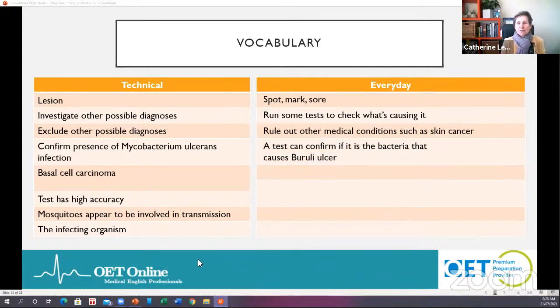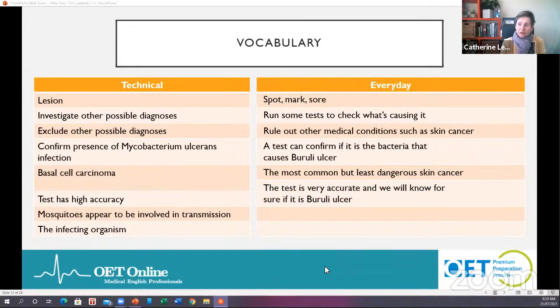Fantastic. Confirm presence of Mycobacterium ulcerans infection. So we can change that, make it sound simpler. Basal cell carcinoma, perhaps we'll just explain that as the most common but least dangerous cancer, or it's a common type of skin cancer. The test has high accuracy. Okay. This test is very accurate. And it will let us know for sure if it is Buruli ulcer or not.